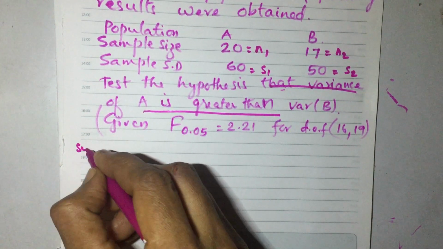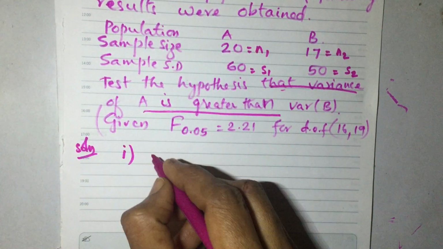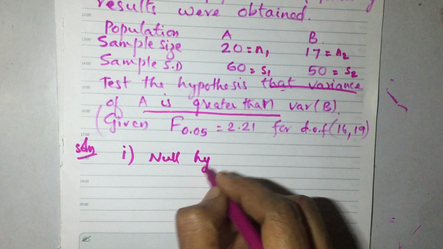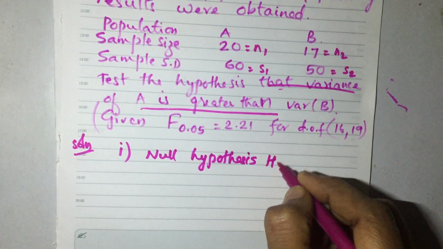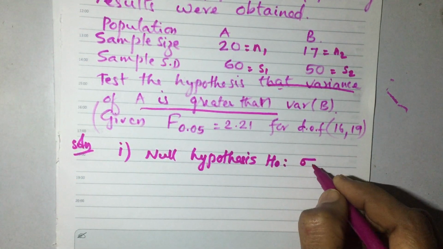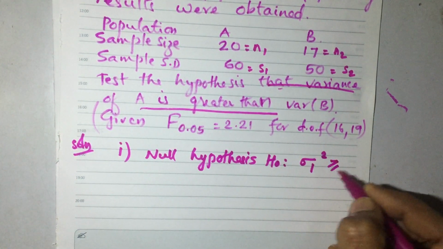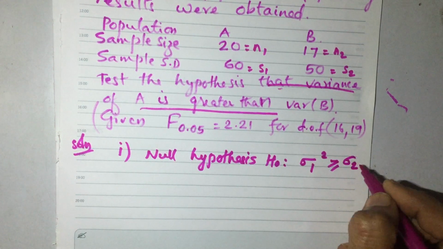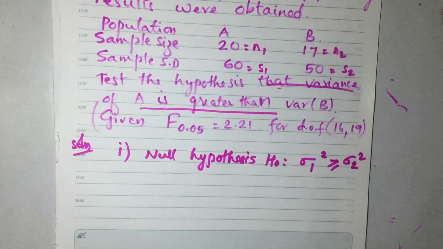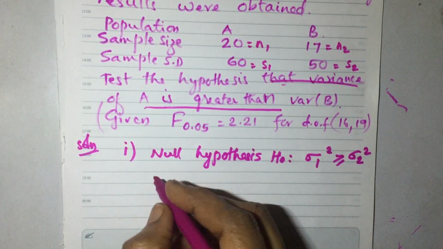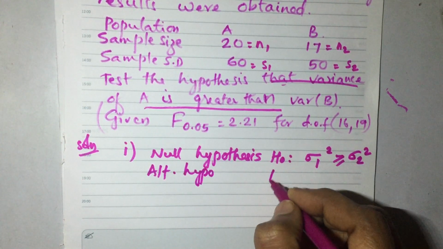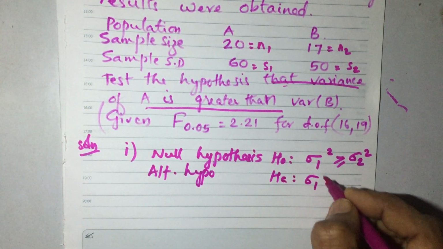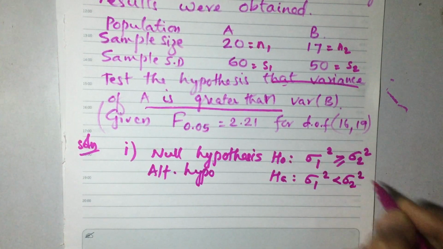So first one, the null hypothesis H0: you need to test that the variance of A is greater than or equal to the variance of B. We will take it as greater than or equal to. So sigma 1 square is greater than or equal to sigma 2 square. This is what we want to check. So the alternate hypothesis will be HA: sigma 1 square less than sigma 2 square.